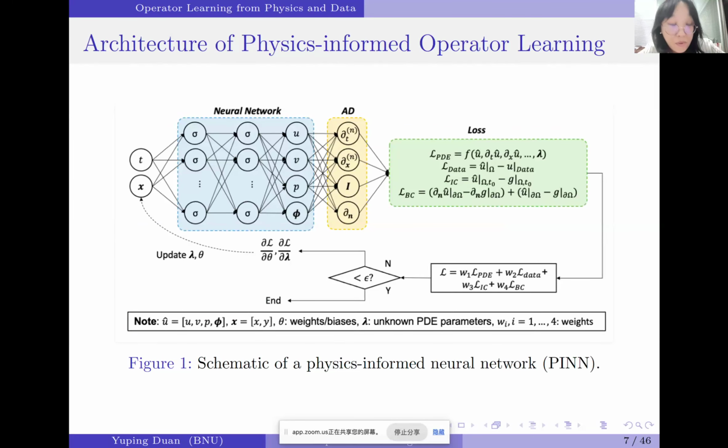The figure shows the basic physics-informed operator learning. The neural network predicts the solution, and automatic differentiation gives the required derivatives. The derivatives are inserted into the governing equation to form the PDE residual. The residual, together with data, boundary conditions, and initial conditions, are all used to train the network.